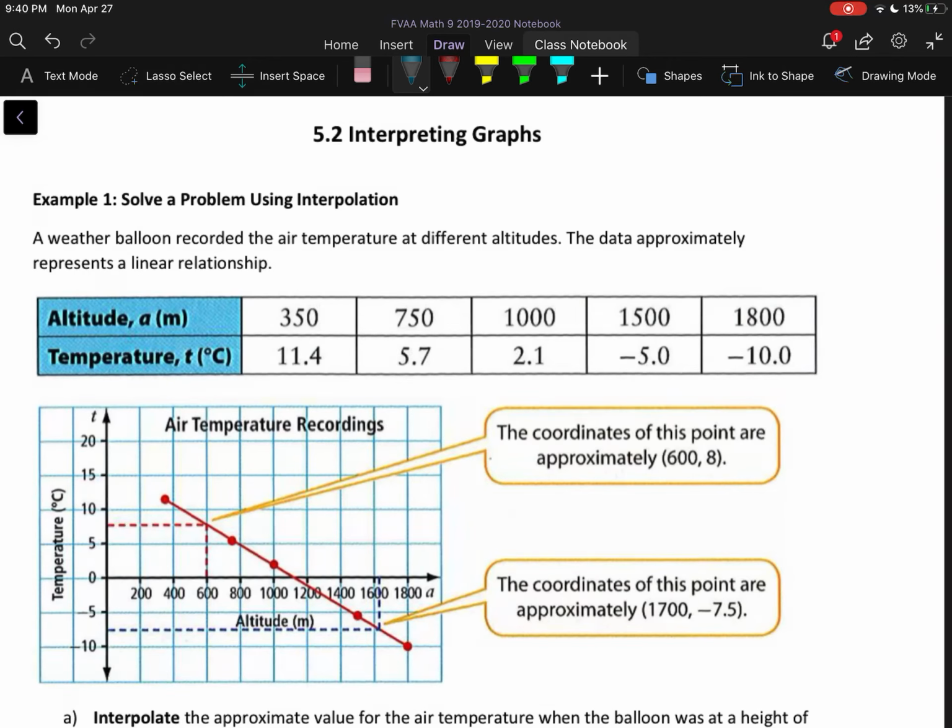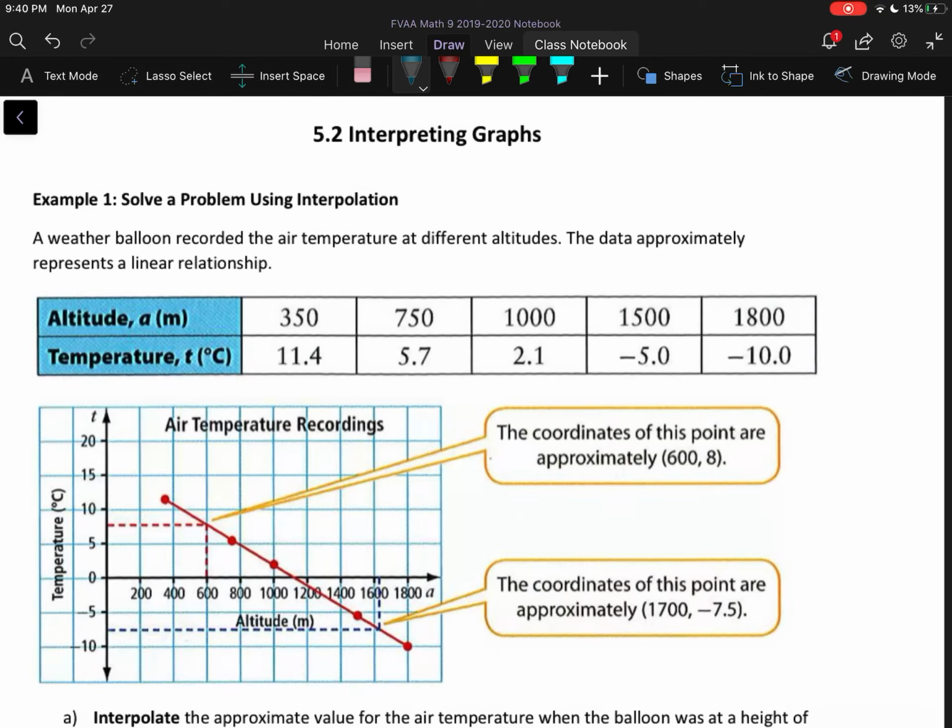For example number 1, we're going to solve a problem using interpolation. Ooh, big fancy word. We're going to talk about what that word means in a second. But first, let's look at the problem. A weather balloon recorded the air temperature at different altitudes. The data approximately represents a linear relationship. So here, the altitude you're at and the temperature.